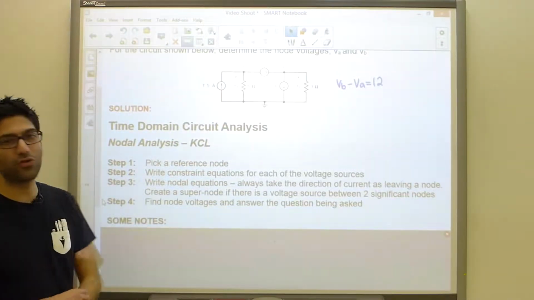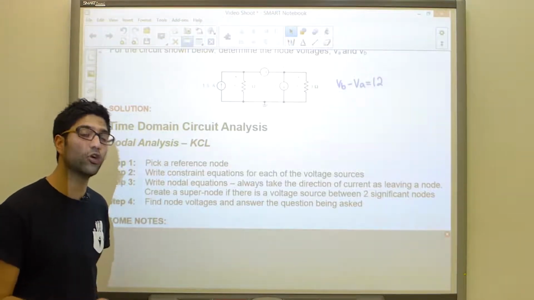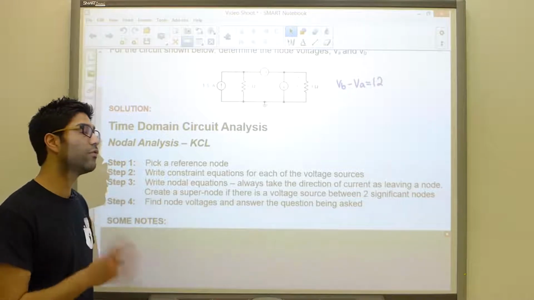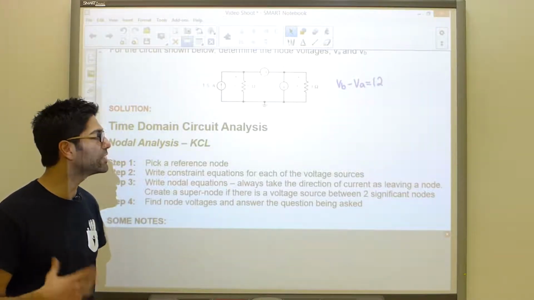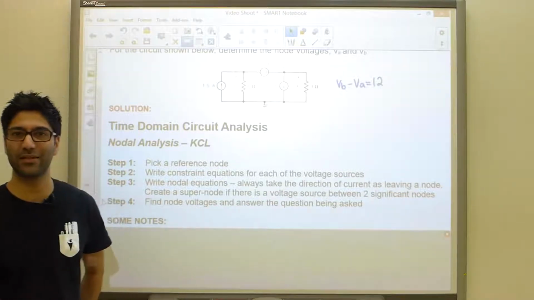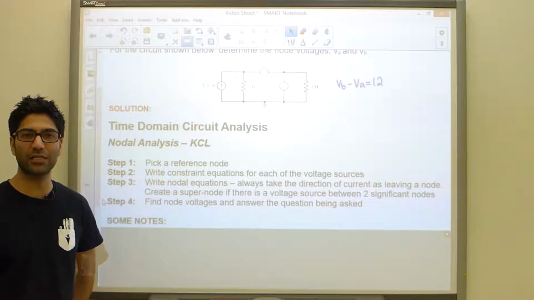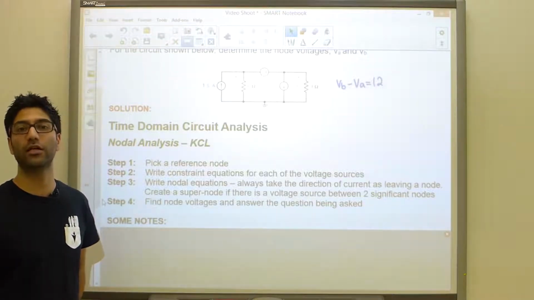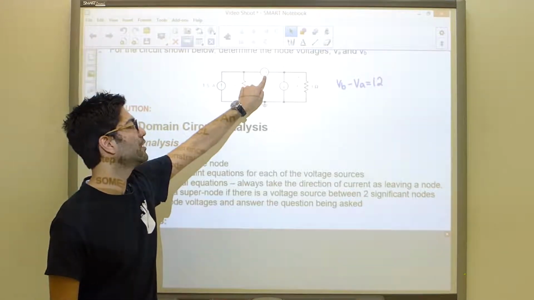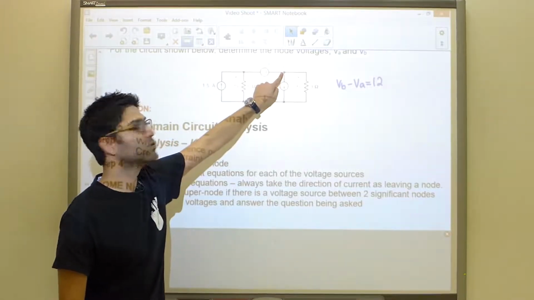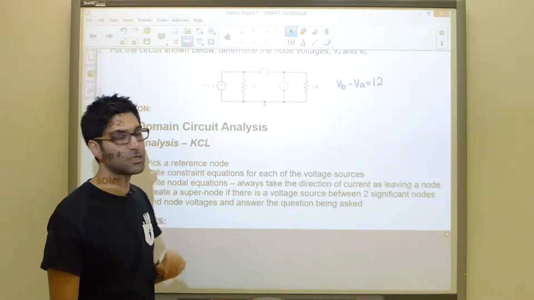At this stage, you should realize that it's a good idea to create a supernode if there's a voltage source between two significant nodes. Even though this sounds intimidating, the supernode technique actually exists to make your life easier. We realize here that there's a voltage source between two nodes whose voltages are both unknown, and so we're going to solve this problem using a supernode.